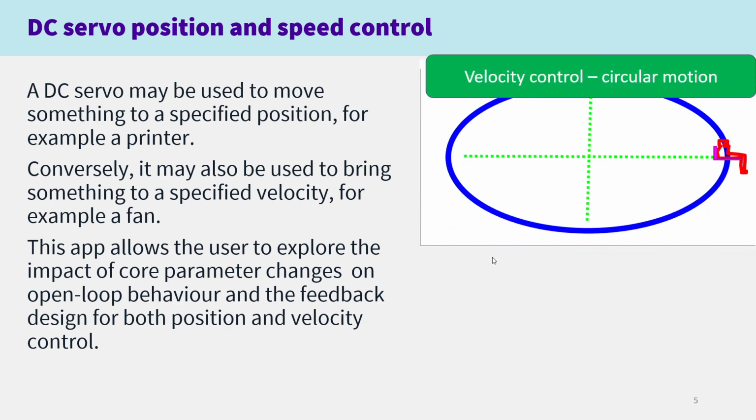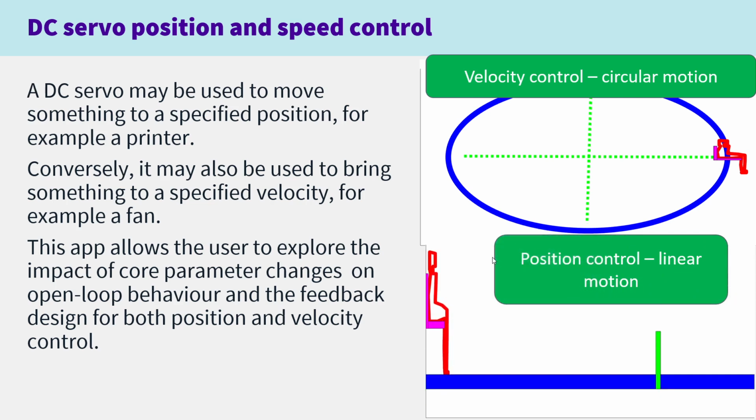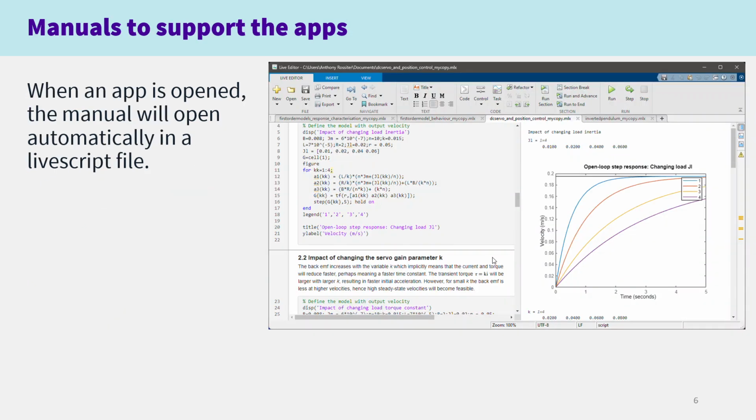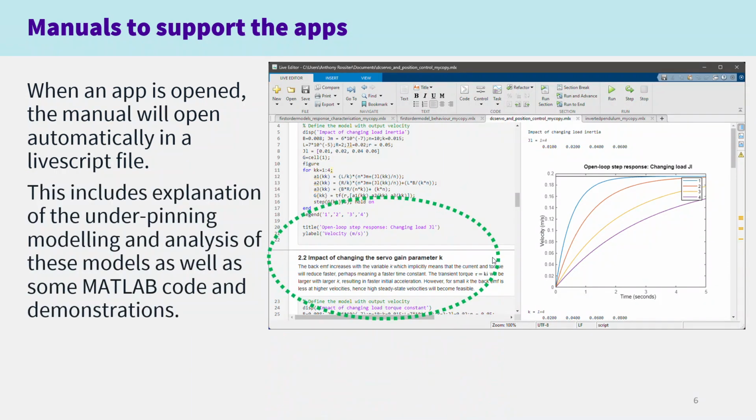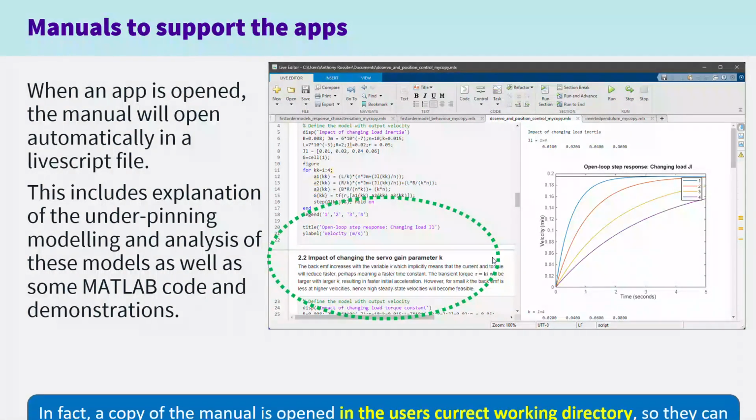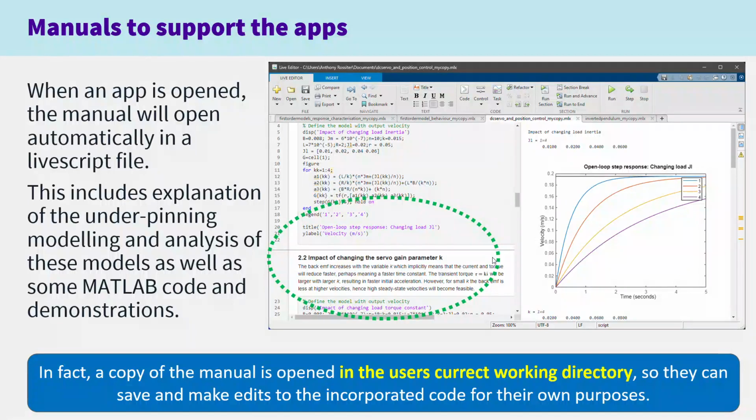So the circular motion or the velocity control is shown through a picture a bit like this, so somebody going around a circle. And position control is shown using a linear track, so you can see the difference visually. And as ever, there are manuals to support the apps, so if you want to look at some of the underlying assumptions and mathematics, they're in the app, as well as some code to allow you to explore certain issues, if you would like. The manual is always opened automatically when you open the app.